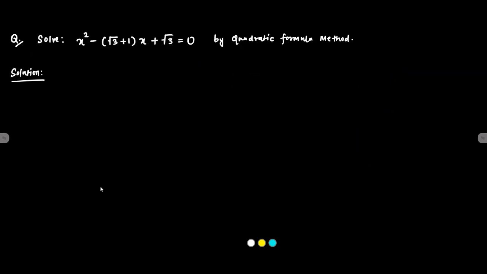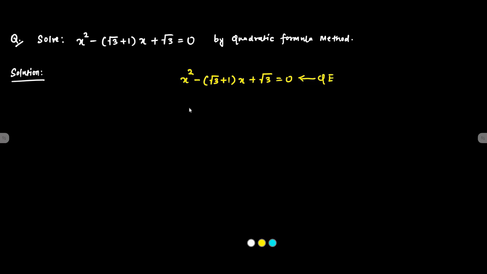So here is another question on solving quadratic equations through quadratic formula method. Here the quadratic equation is given: x² − (√3 + 1)x + √3 = 0. So first we'll write the quadratic equation. It is given x² − (√3 + 1)x + √3 = 0. This is the given quadratic equation.